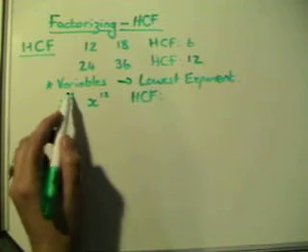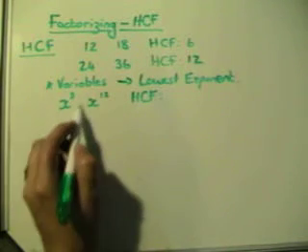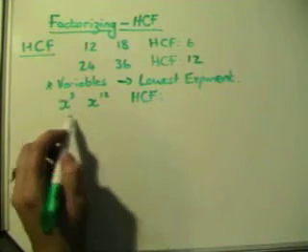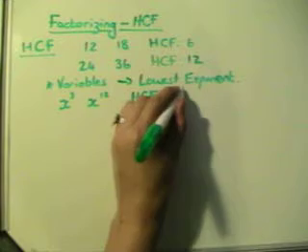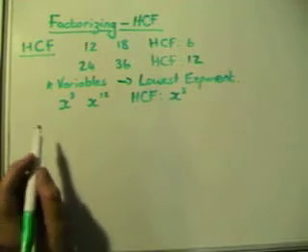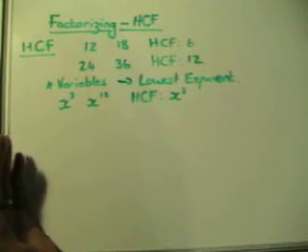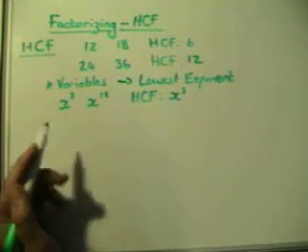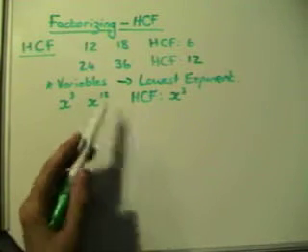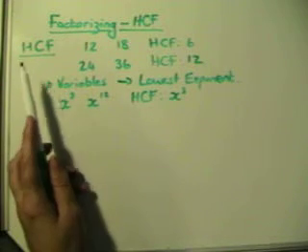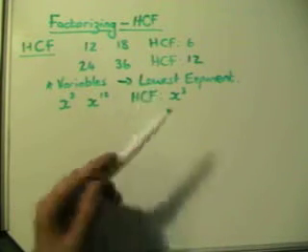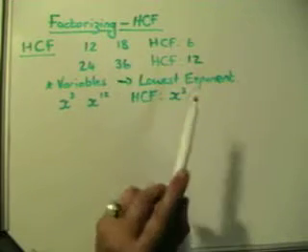So if I look at these exponents, 3 and 12, then 3 is the lowest exponent, so this term will be my highest common factor. And also with the lowest common multiple, the lowest common multiple of variables is the one with the highest exponent. It's just the other way around. The highest common factor has the lowest exponent, and the lowest common multiple has the highest exponent.